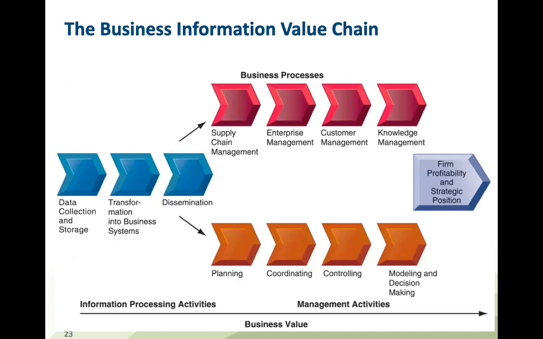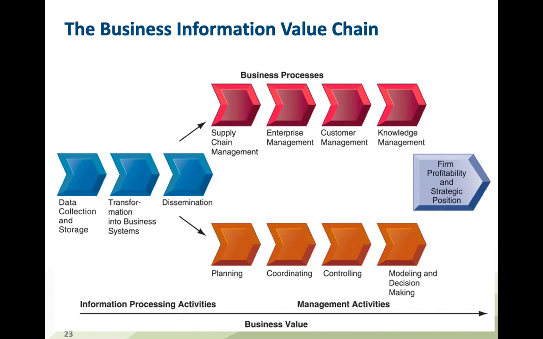So you can say horizontally, initially we have information processing activities and then management activities. On the information processing side, you have to collect data and store them. Data collection and storage, and then those data should be transformed into business systems. Then dissemination. Dissemination means spreading or distributing valuable information to business processes and management activities.